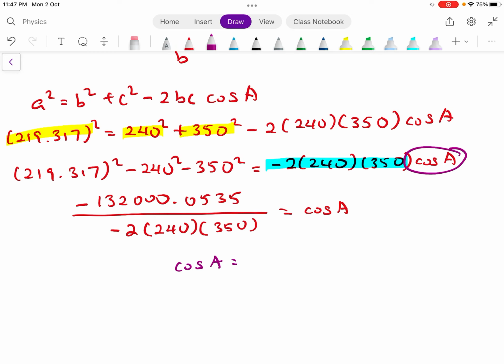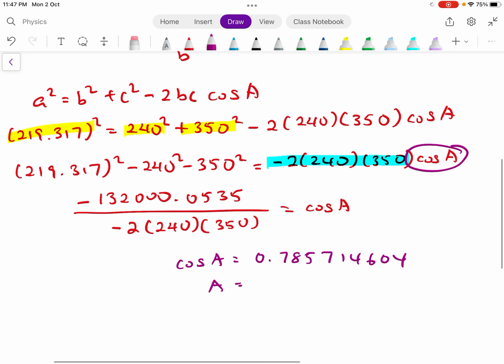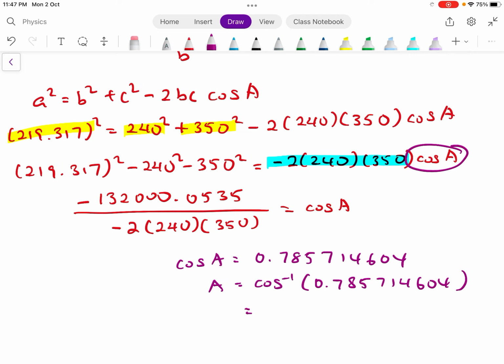So divide by negative 2 times 240 times 350. Okay, so it's about 0.785714604. So you just need to do a cosine inverse of 0.785714604. So it's about 38.2 degree. So that is for part A.